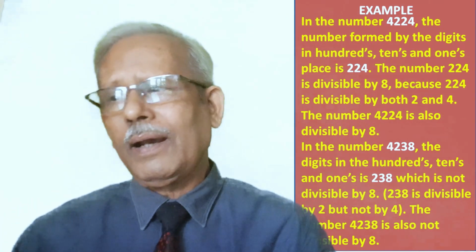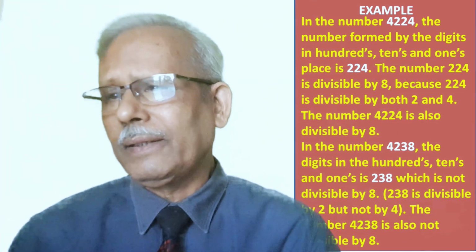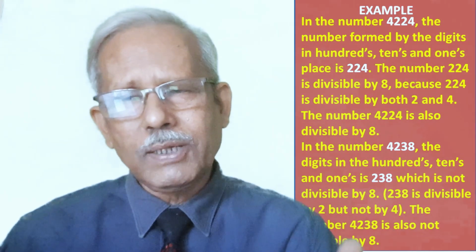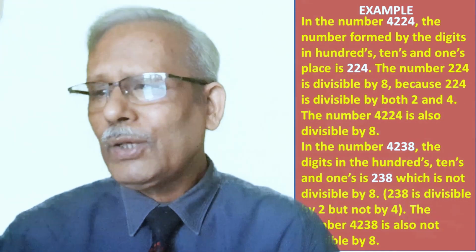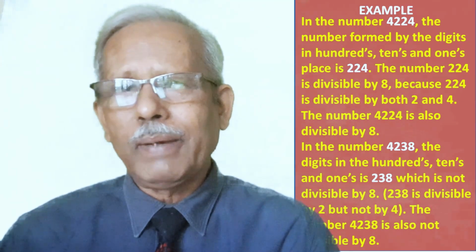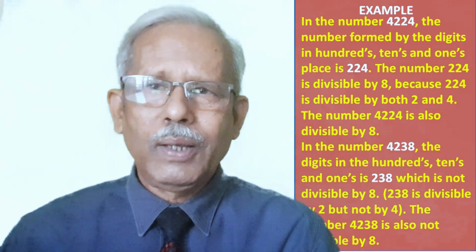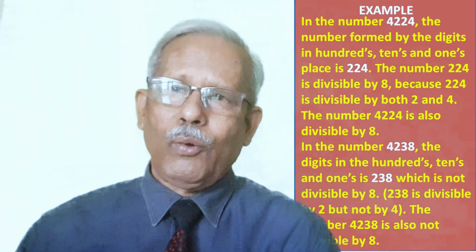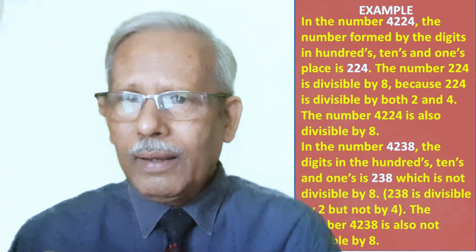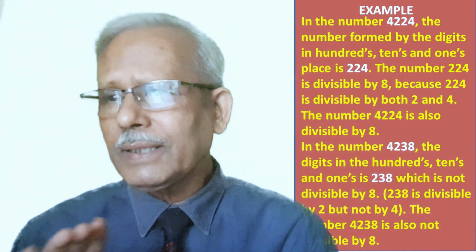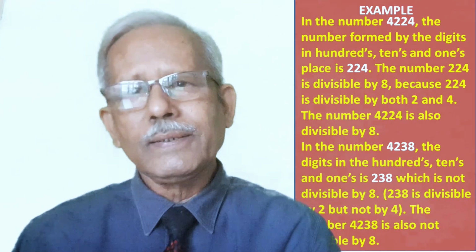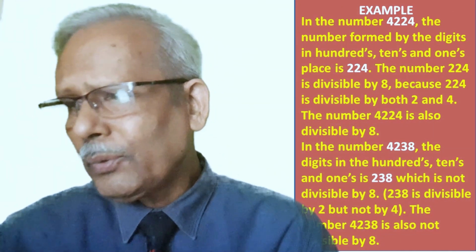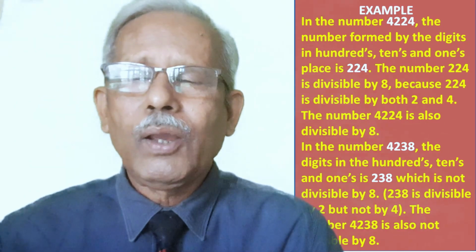If you take another number, 4238, the number formed by the digits of the hundreds place, tens place and ones place is 238, which is not divisible by 8. It is divisible by 2 but not by 4. If you remember, a number is divisible by 2 only when the digit in the ones place is even. In this case it is true, 238, 8 is even, so it is divisible by 2, but it's not divisible by 4.